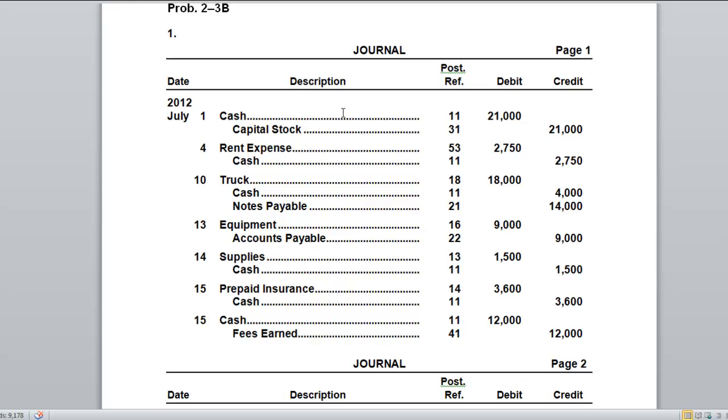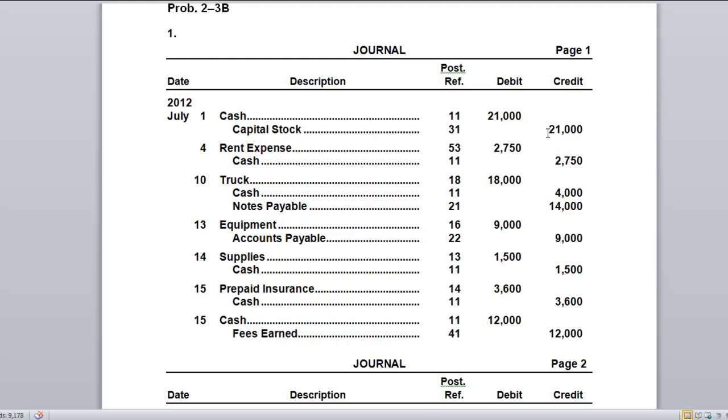The first thing was we received cash in exchange for stock. Then we paid rent expense with cash. We purchased a truck here. We put $4,000 down on it, and the other $14,000 was an increase in the notes payable.